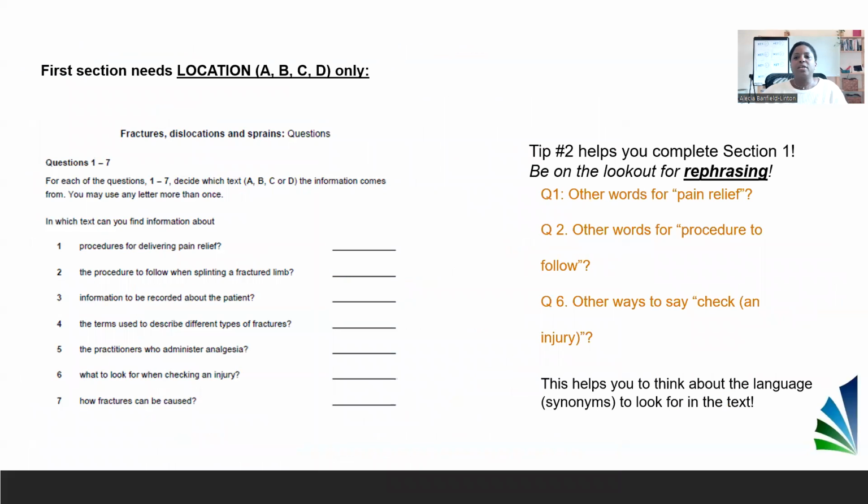So let's take a look at the kinds of skills in a little bit more detail, okay? This first section only needs the location, A, B, C, or D only. You do not have to put in any detail here. Just decide where it is and you put in the letter only.